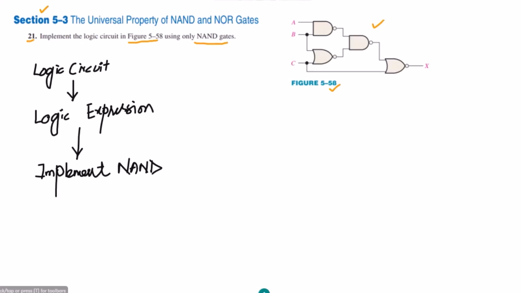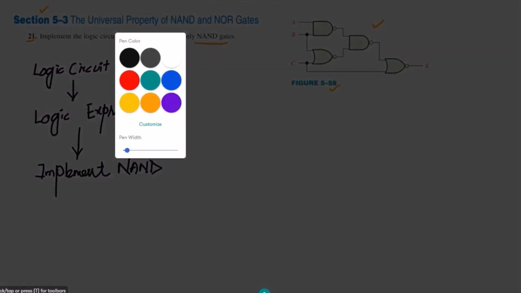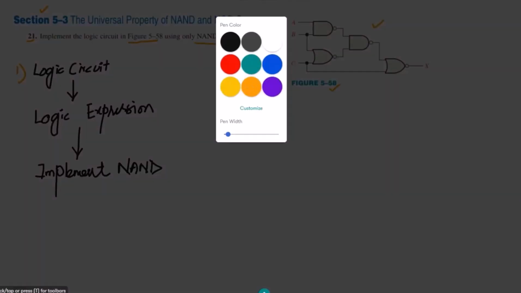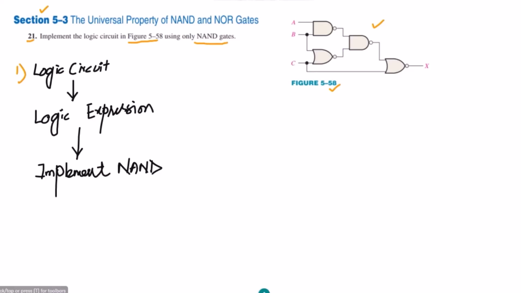Okay, so let me first find the logic expression from it. So this is the logic circuit which I have, and from it let me find the logic expression. Okay, so to find the logic expression, let me use this color. So here we have the first gate, so this is a NAND gate here. So in order to find the output of it, it will be A, B whole complement here at this point, and here we will have these two inputs B and C applied here, and here we have a NOR gate here. So B plus C whole complement will be the output here.